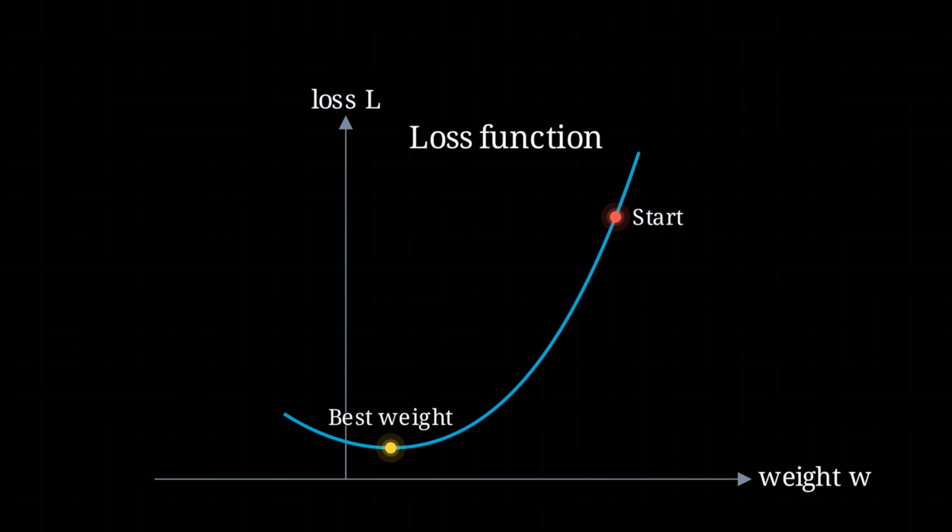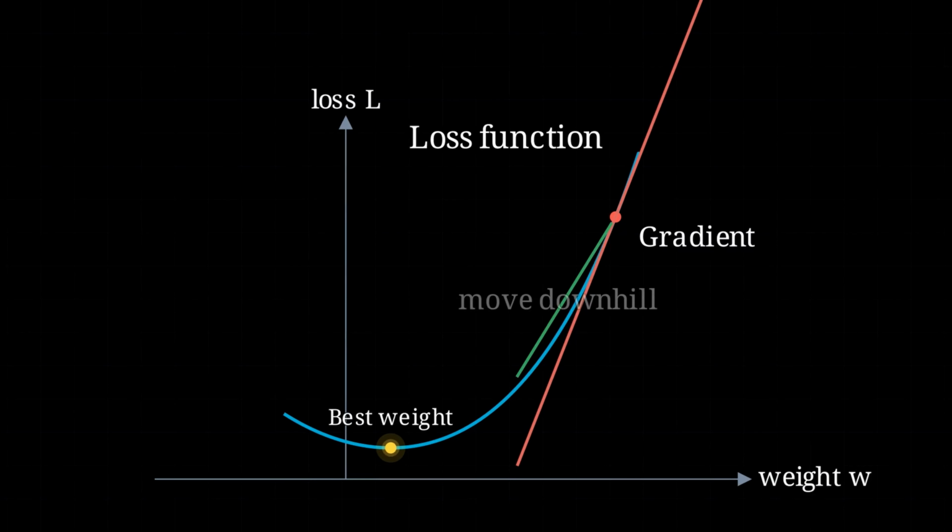In this example, we start somewhere on the curve. We are not at the best location yet. So how do we move toward the minimum? We compute the gradient. The gradient tells us how the loss is changing. If the slope is very steep, we should move strongly in the downhill direction. If the slope is small, we move more gently. In simple words, the gradient tells us which direction reduces the loss.